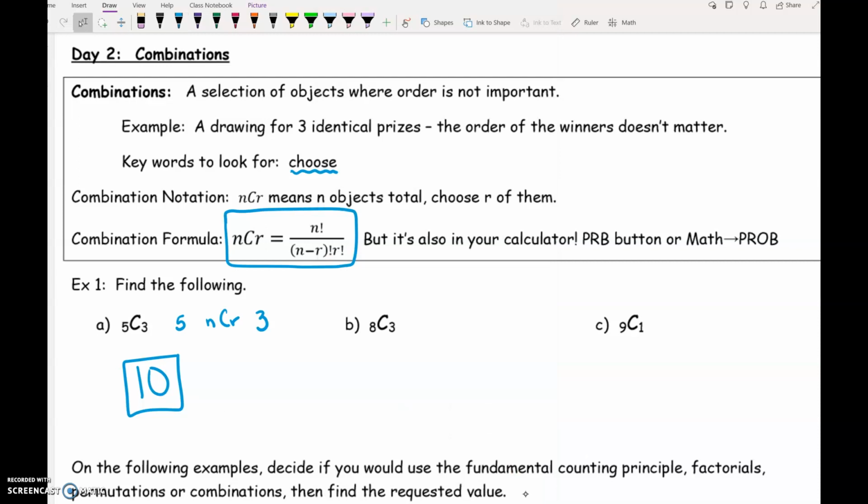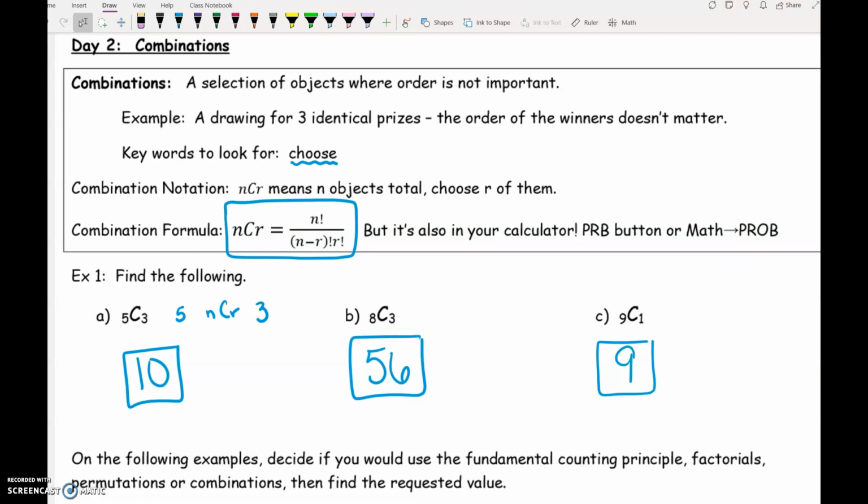So take a moment, pause the video, and try 8C3 and 9C1 on your own. You should have gotten 56 and 9. Did you? Hope so. 9C1 is 9. If you think about what this means, I have 9 objects, I'm choosing one of them. Well, if I have 9 cards in my hand, how many ways can I choose just one of those cards? 9 ways. So hopefully that makes sense why that is 9.